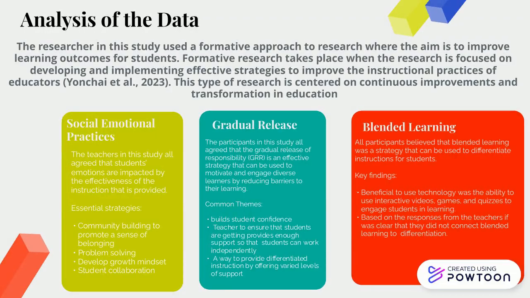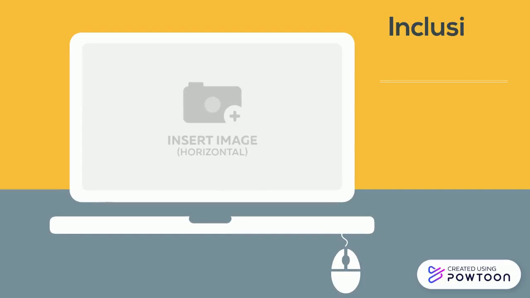All teachers agreed that students' emotions are greatly influenced on how effective instruction is. Gradual release was a strategy that was perceived by all teachers as a way to build student confidence because teachers were able to provide just enough support so that students can learn to work independently. Blended learning was also a strategy that they identified as improving engagement because students had access to interactive video games and quizzes.